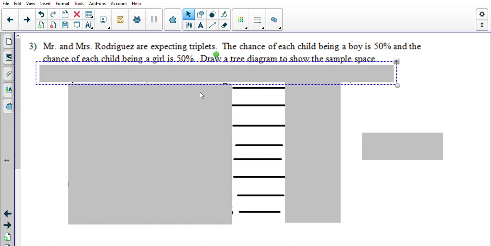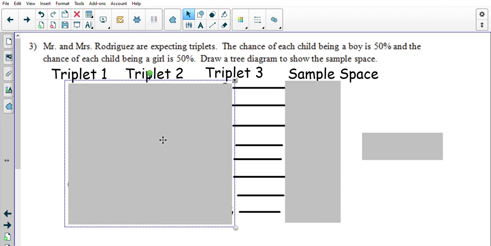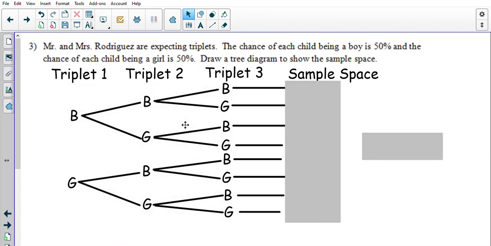So my 3 different events are the 3 triplets. So triplet 1, triplet 2, and triplet 3. For triplet 1, it could be a boy or a girl. For triplet 2, same thing, and same for triplet 3. So if the first triplet is a boy, the second could be a boy or a girl. If the first is a boy, the second is a boy, the third could either be a boy or a girl. So notice how we have these branching out.